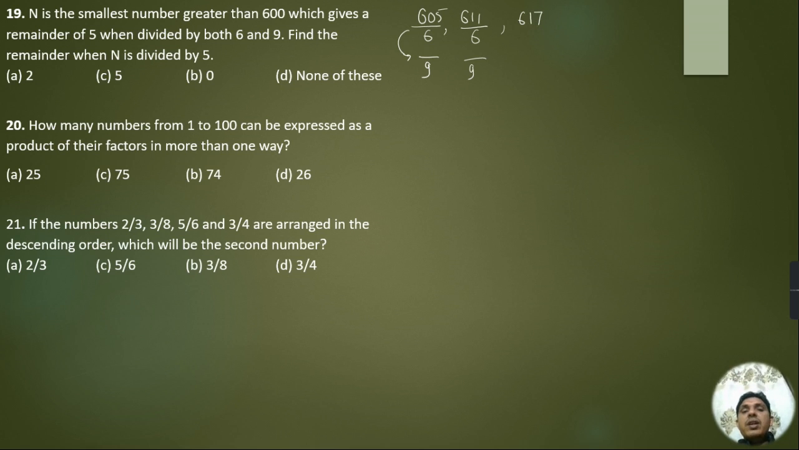If we check for another number, 617, if we divide by 6, the remainder will be 5, and if we divide by 9, the remainder will be 5. That means the number is 617. When divided by 6 and 9, the remainder is 5. So just find out the remainder when this 617 is divided by 5. So students, here the remainder will be 2. Right? Okay, coming to the next question.